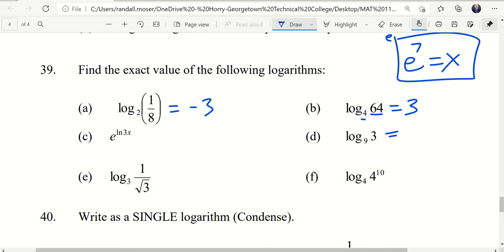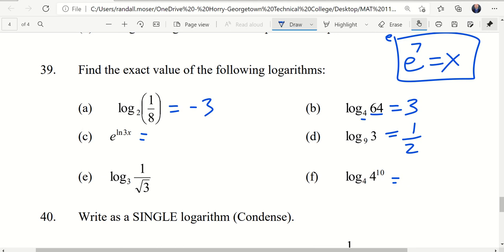Log base 9 of 3 is asking what exponent do you have to raise 9 to get 3? Well, 3 is the square root of 9, and we know that the square root is the 1/2 power. C and F are highlighting the inverse nature of log base b with the exponential function b to the x.